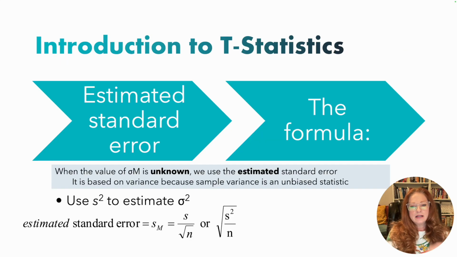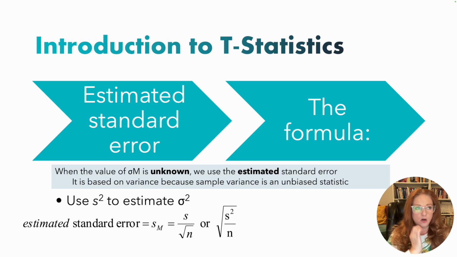Okay. So estimated standard error, how do we get that? Well, there's a formula for that. The shorthand, mathematically, we use S and then sub M, right? What that is is the standard deviation for a sample divided by the square root of your sample size. Or if you just want to, take the square root of variance divided by your sample size. So when the value of your standard error is unknown, we use the estimated standard error.